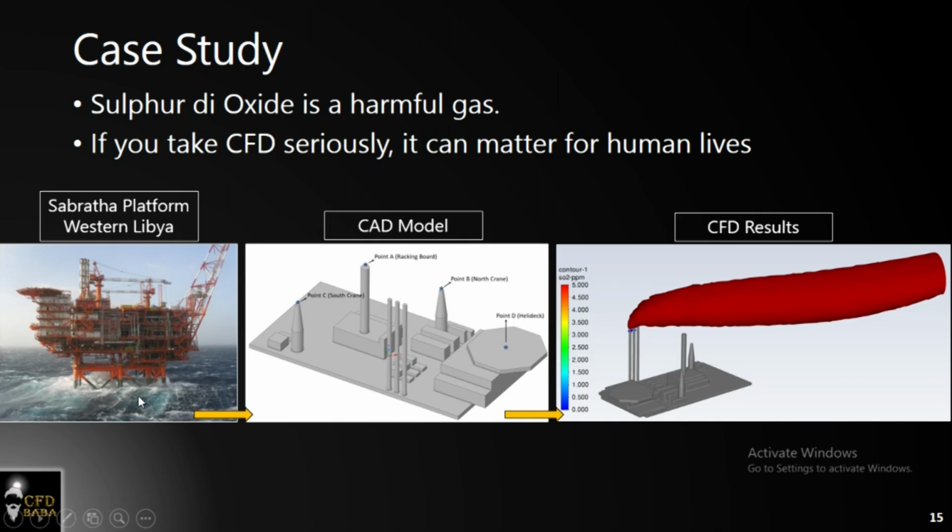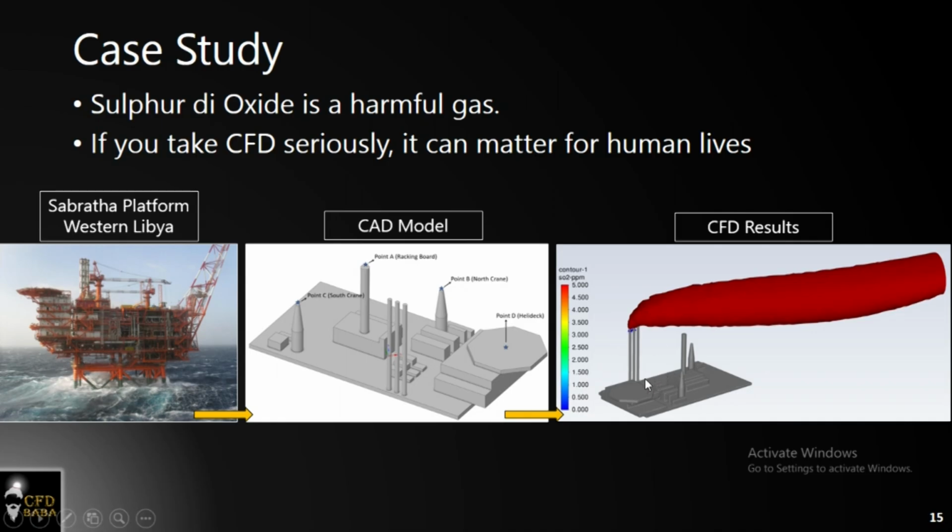Now what happens? This is oil mining rig. So this platform mines oil and harmful gases are emitted from these exhausts. So if SO2 ppm coming out from these exhaust gases is more than 5, people might faint or even die. It is very harmful for people. So we did this simulation and found out that the SO2 ppm levels were under acceptance criteria for all these points, and it was safe to work on them. So if you take CFD seriously, it can even matter for human lives.